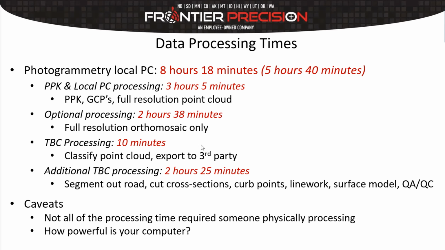Now, if we look at the TBC side of it, we thought, okay, are people going to process in TBC or are they going to take it to a third party? So we figured we better check both. To bring the data into TBC, classify the point cloud down to different regions, and then export it out to a third party, that process took about 10 minutes. But if we wanted to do the full processing in TBC, which would be segmenting out the road, cutting our cross sections, creating our points along the curb and our line work, and making our surface model to basically produce what we did with the GNSS, that took 2 hours and 25 minutes. So that's why there's different times here. One is to do everything, and then one is to just get it out to a third party.